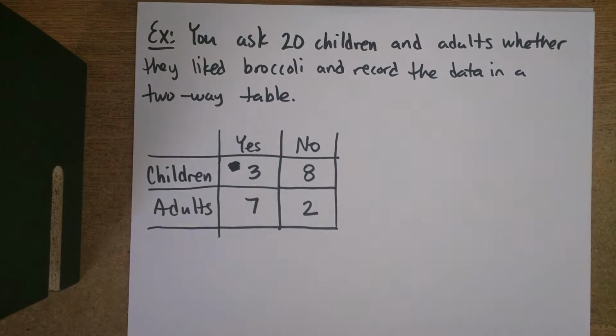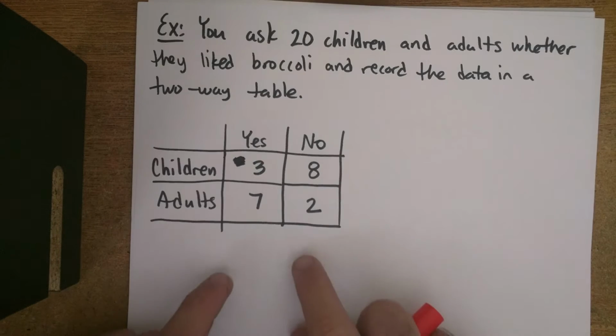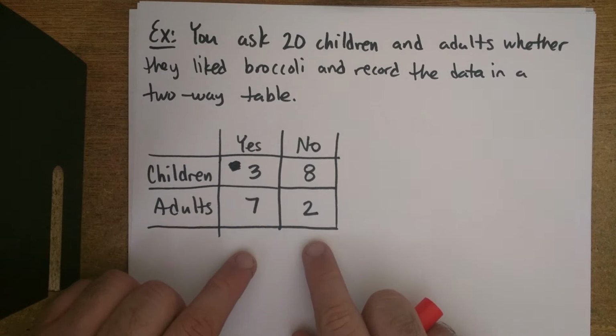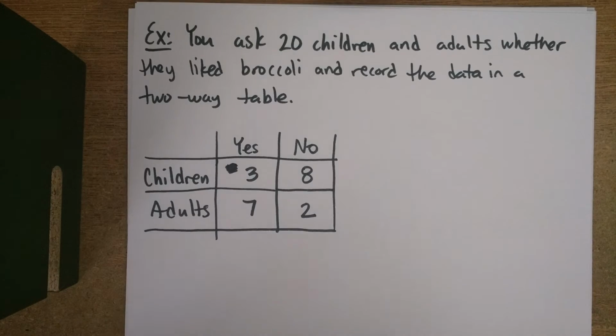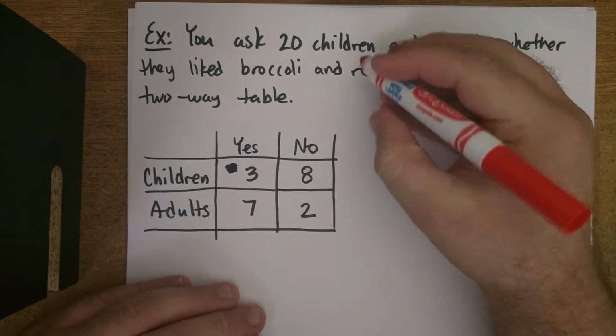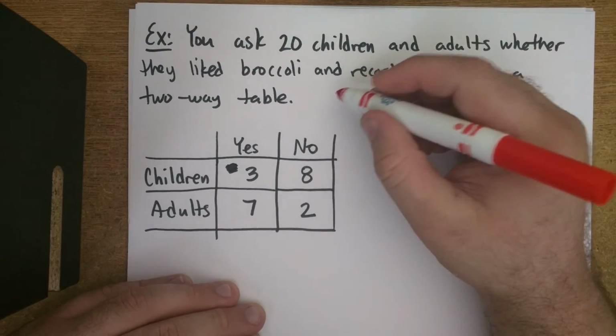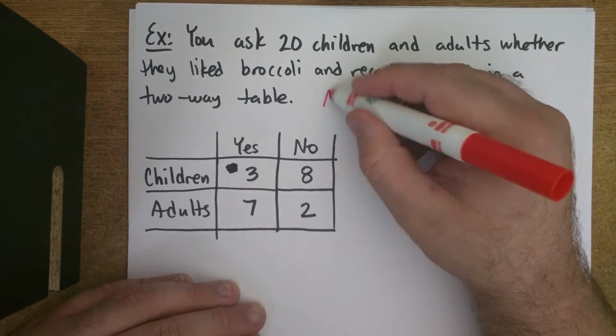So here's our example. You ask 20 children and adults whether they liked broccoli, and then you recorded the data in a two-way table. So here are the results of your survey. What we're going to do is construct a new table.